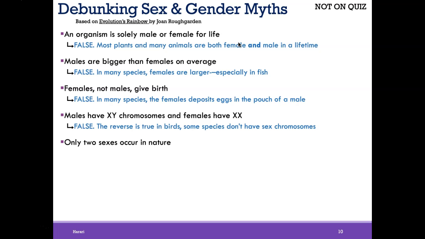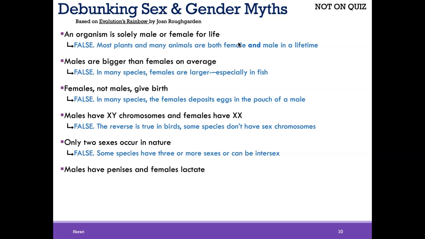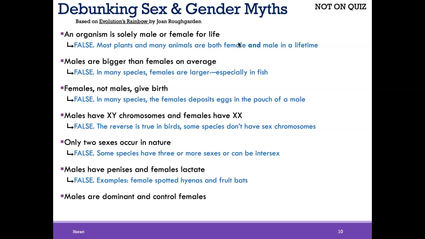Only two sexes occur in nature? Nope, that is very false. Some species have 3 or more sexes or can be intersex, having both male and female reproductive parts. Males have penises and females lactate. Believe it or not, that is also false. The female spotted hyena has a penis, and the male fruit bat can lactate. So there are always exceptions.